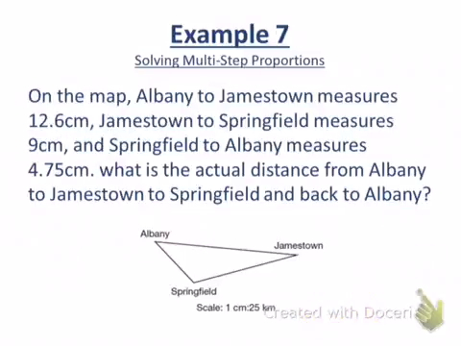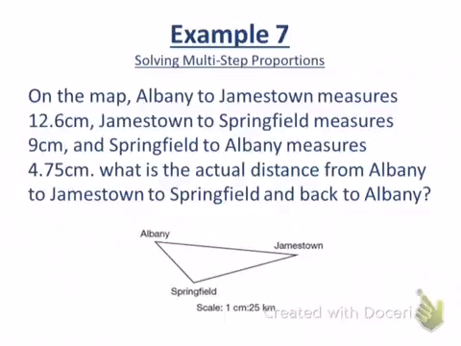On a map, Albany to Jamestown measures 12.6 centimeters. Jamestown to Springfield measures 9 centimeters. Springfield to Albany measures 4.75 centimeters. What is the actual distance from Albany to Jamestown to Springfield and back to Albany? So what are they asking for? They're asking for the perimeter, but they're asking for the distance in kilometers, right?